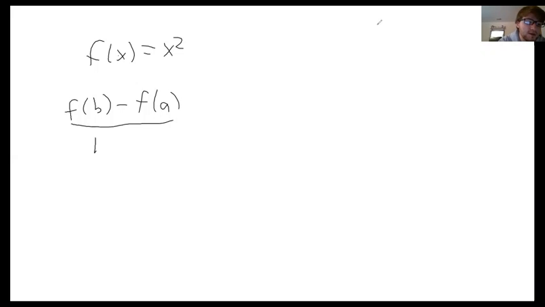So our function is f of x equals x squared. And we're going to be using the definition of the secant line here. So if you recall, we have f of b minus f of a over b minus a. And here, our b is just going to be x plus h, so some point x plus some other value h that's shifting us. And our a is just going to be x.